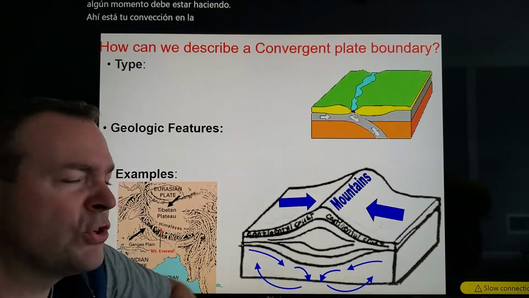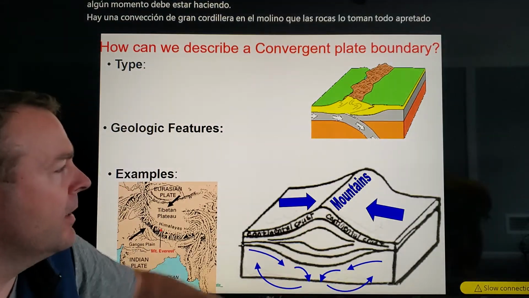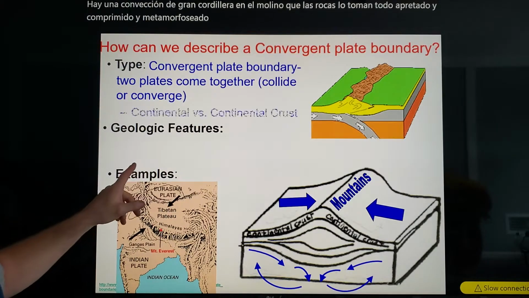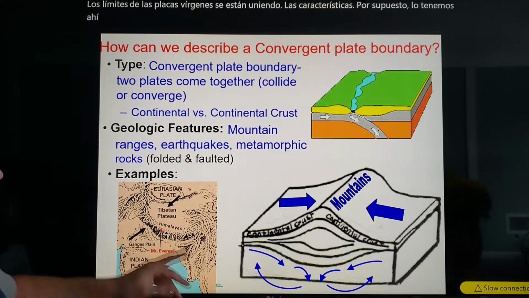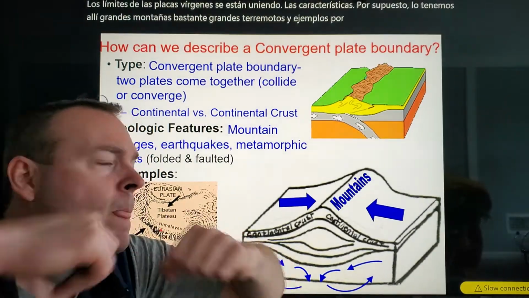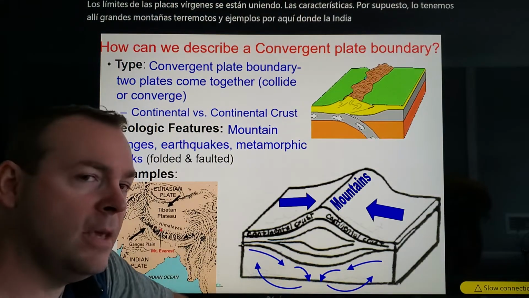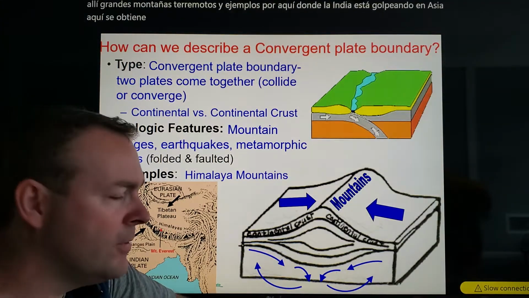That rock's going to get all squeezed and compressed and metamorphosed, right? A lot of metamorphic rock there. Convergent plate boundaries, they're coming together. The features, of course, we got it down there. Big mountains, pretty big earthquakes. And examples over here where India is slamming into Asia here. You get the Himalayan mountains. And, of course, the biggest one would be Mount Everest, right?